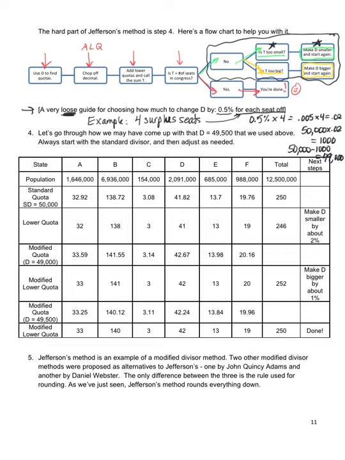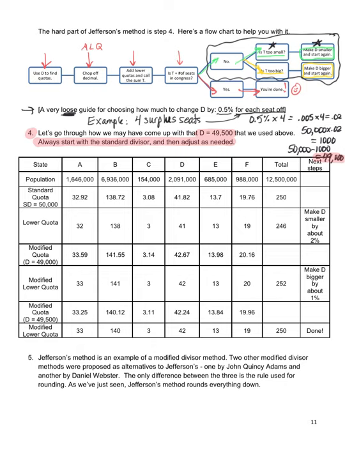All right, so let's see those steps in action for number 4. Okay, so let's go through how we may have come up with that modified divisor, 49,500, that we used above. And note that that modified divisor I used before isn't what we just found using our loose rule. Okay, so the next step, always start with the standard divisor and then adjust as needed.